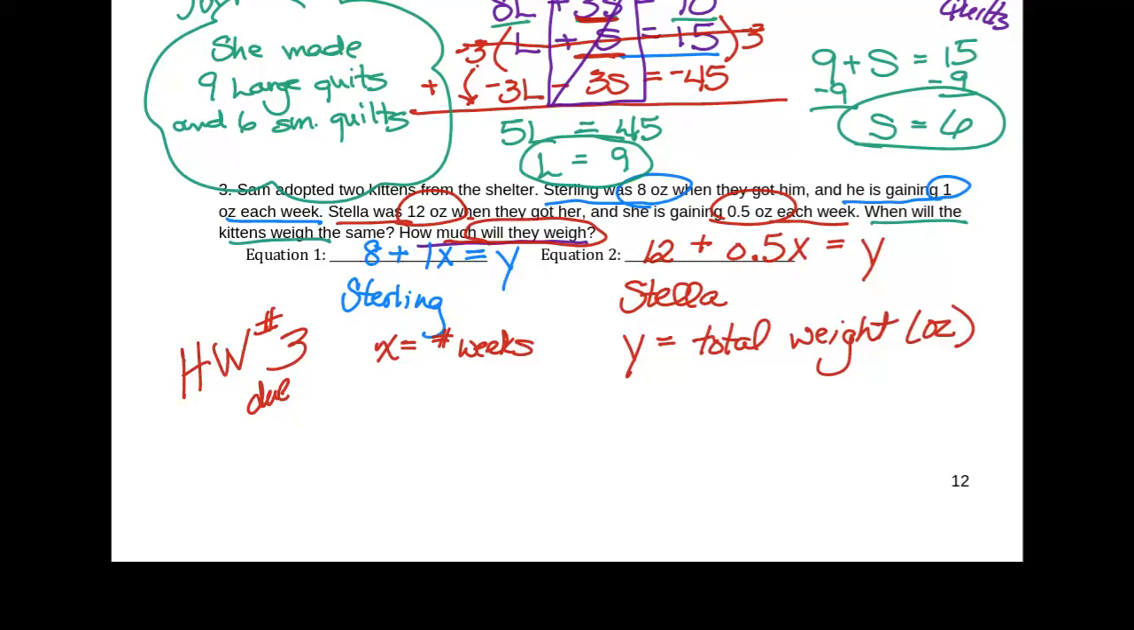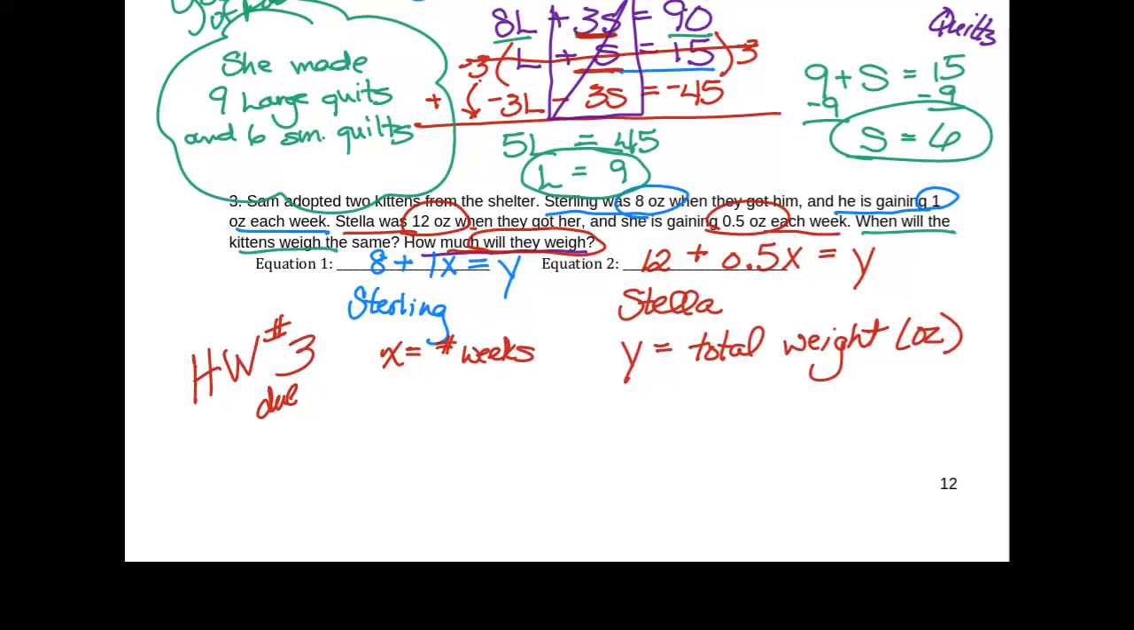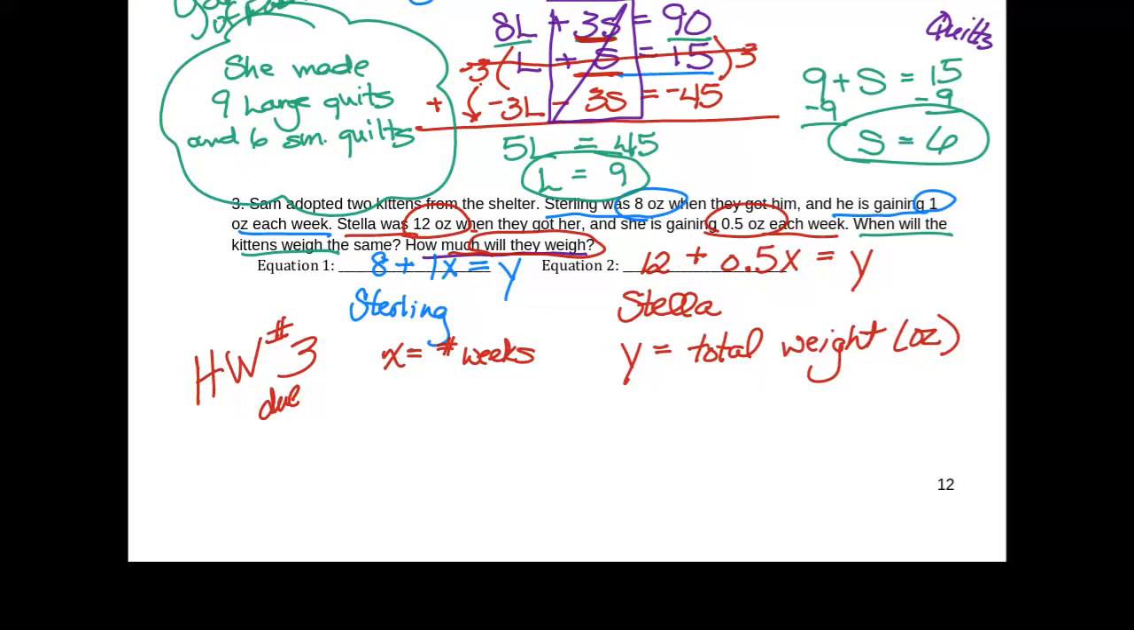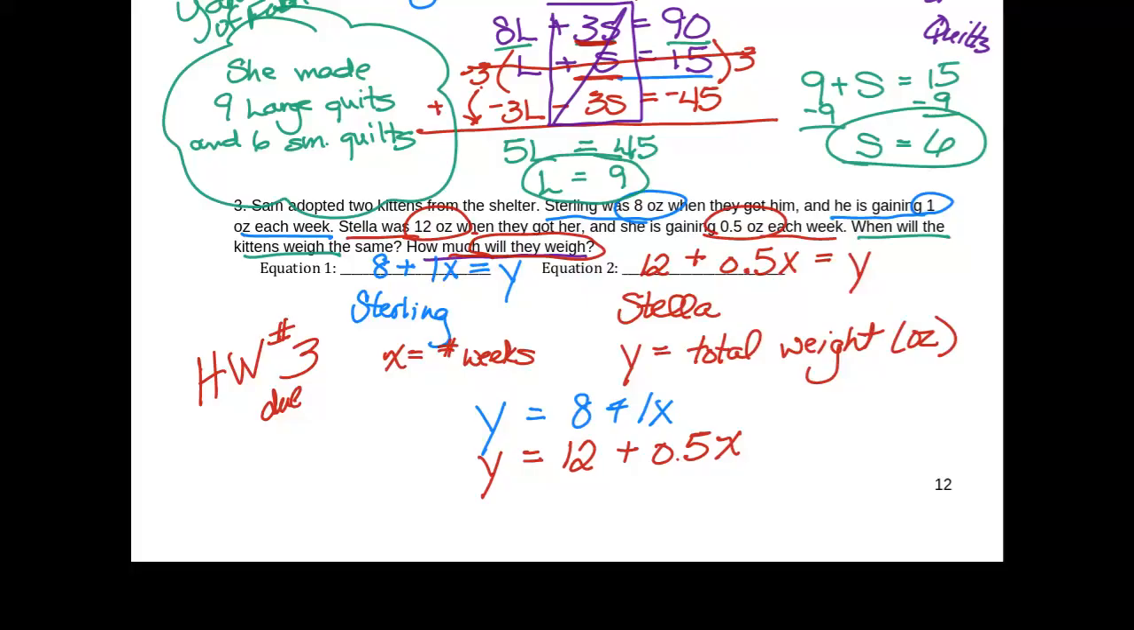Okay, so how would I do this problem? I have Y equals 8 plus 1x. Y equals 12 plus 0.5x. Maybe if I write it down, Y equals 8 plus 1x. And yes, maybe we should put the 1x first, but in the problem, she started with that weight, so it's okay. And then for Stella, Y equals 12, that's what weight she started with, plus 0.5x. Okay.